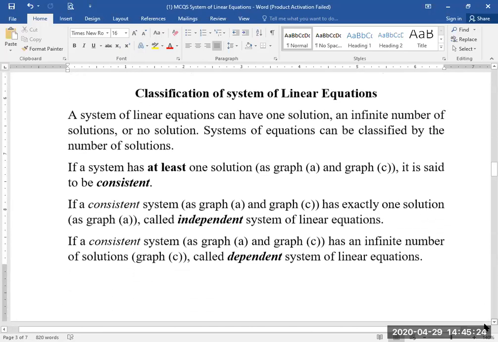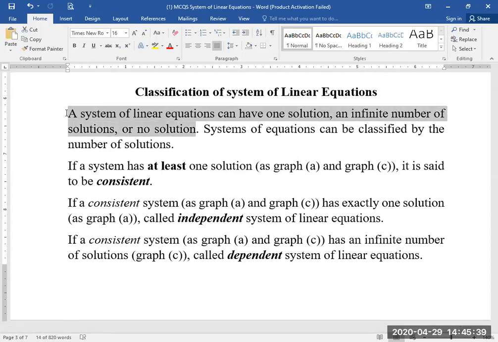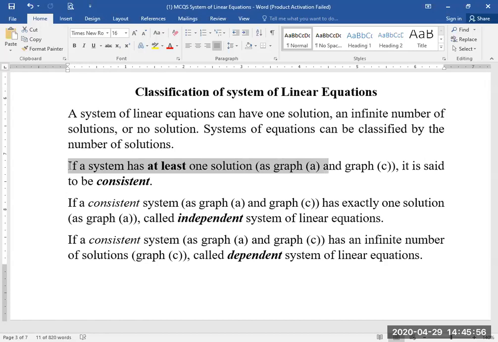Now, classification. We are studying the classification of systems of linear equations. A system of linear equations can have one solution, an infinite number of solutions, or no solutions. From graph A to C, we have seen this. A system of equations can be classified by number of solutions. Number 1, if a system has at least one solution, students, at least one, as in graph A there is one solution, and in graph C there are many solutions. What I have written here, at least one solution, means one solution or more than one solution.